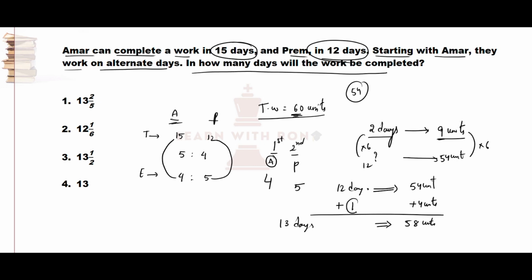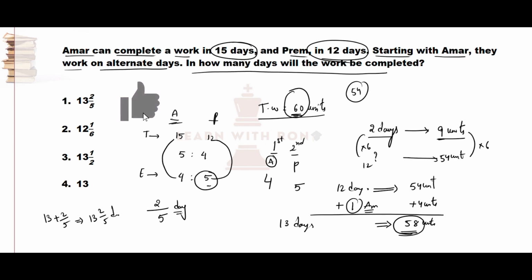So if this is done by Amar, next comes Prem. Prem's efficiency is 5, but we have to do only 2 units, right? So total is 60 units, already completed 58 units. So 2 units should be done by Prem with 5 efficiency, means 2 by 5 days. So the total days is 13 plus 2 by 5, which is 13 2 by 5 days, which is option number 1 here.